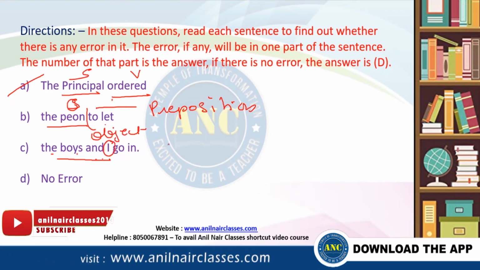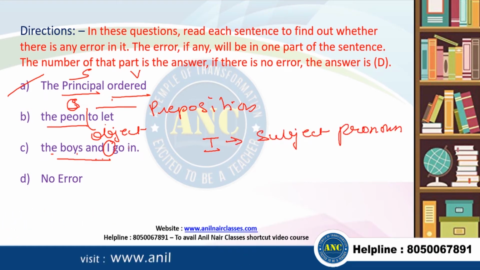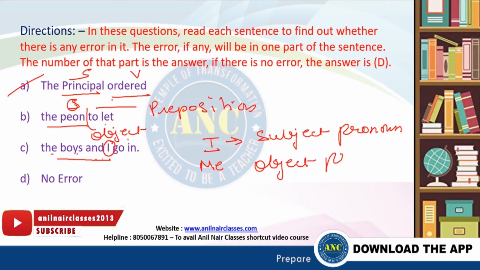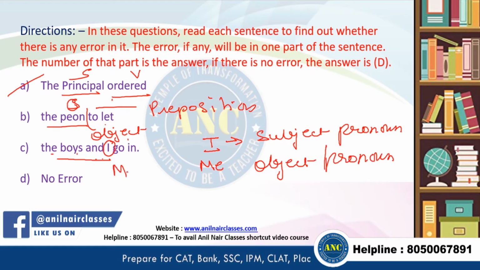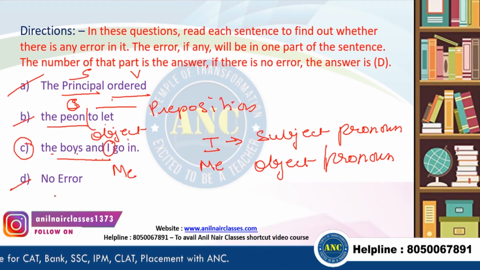Now I is what? I is the subject pronoun. Now what exactly I need is the object pronoun. So I need me. Me is the object pronoun, right? So instead of I, it should be me. So D we get rid of. Even B. C is our answer.